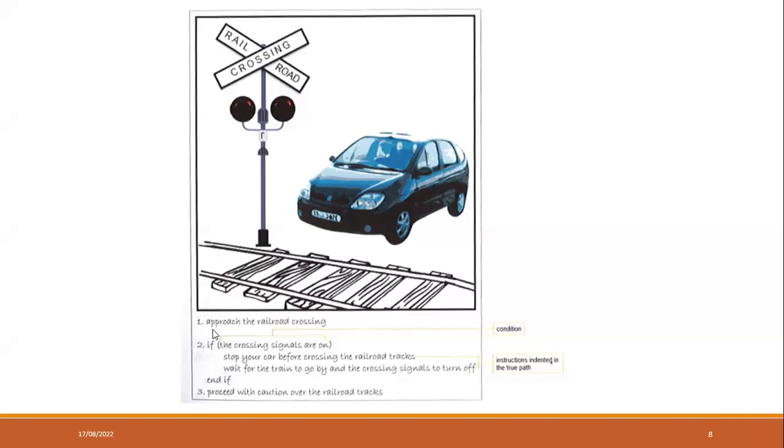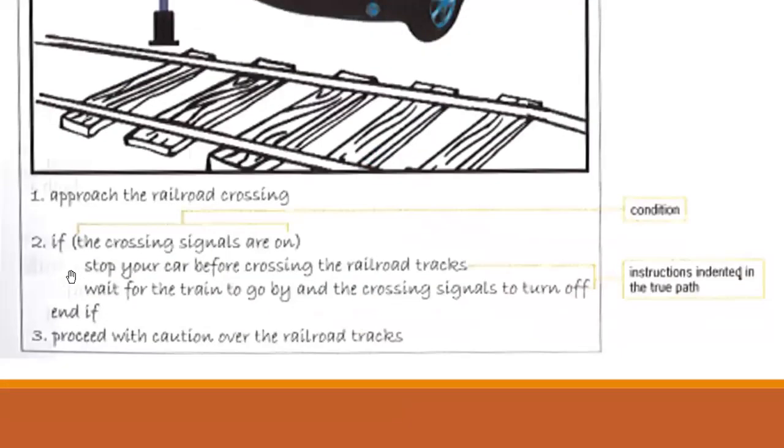Here the scenario is that a car approaches a railway crossing. This is not a normal signal; it is a railway crossing. At a railway crossing, if it is a red signal, we can't go. If it is a green signal, we can pass. So the first thing is that the car is approaching the railway crossing. Second, the condition. When we use a condition, we have to use if, and end if. Two things we have to use.